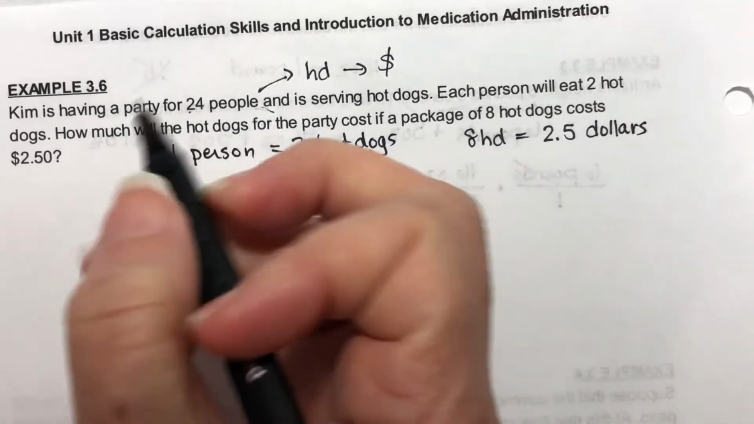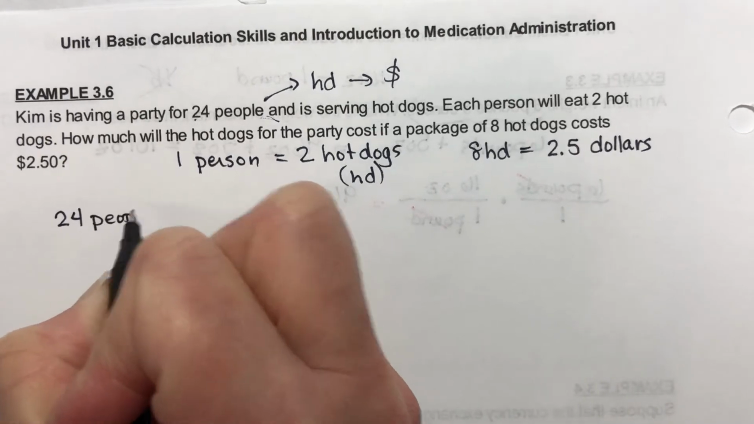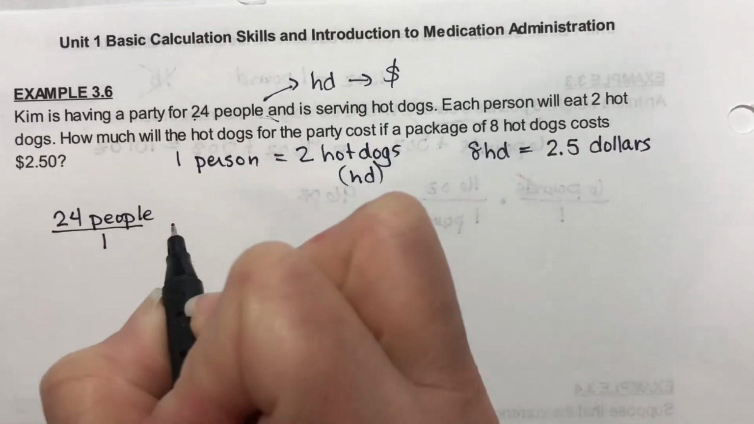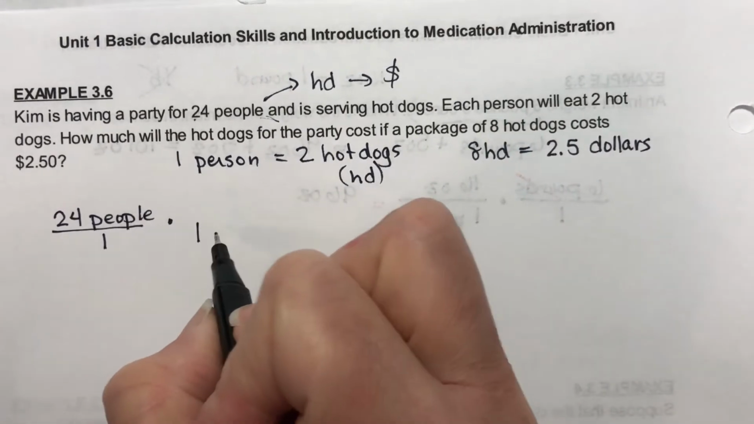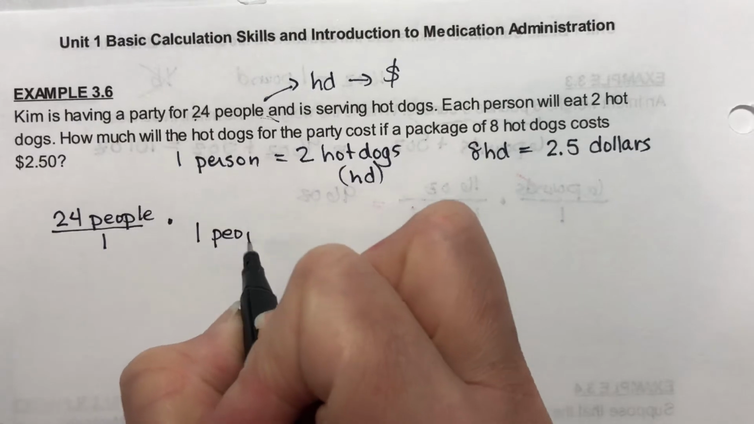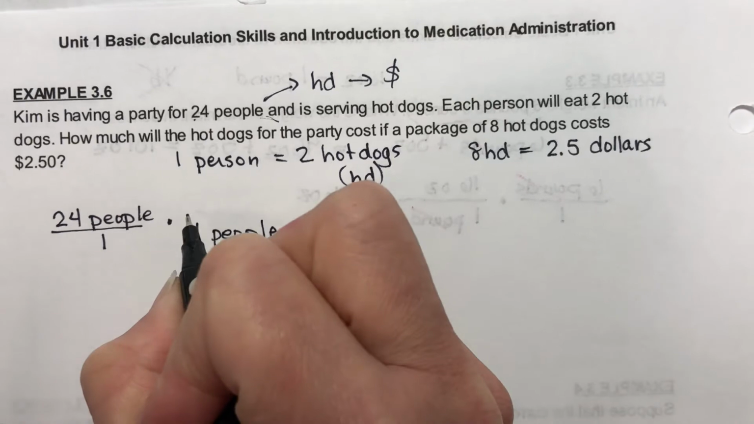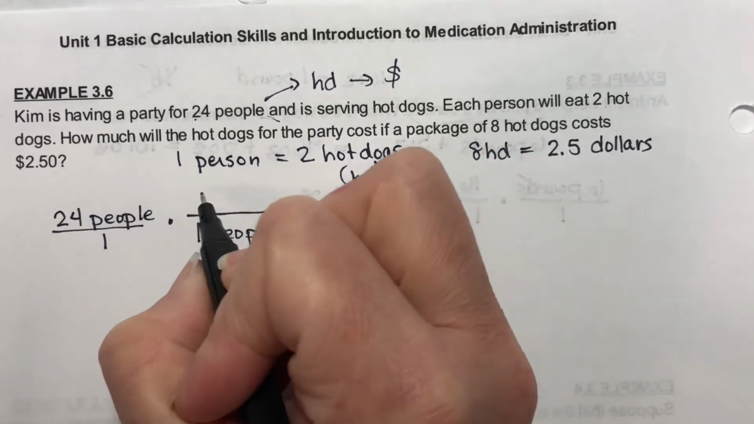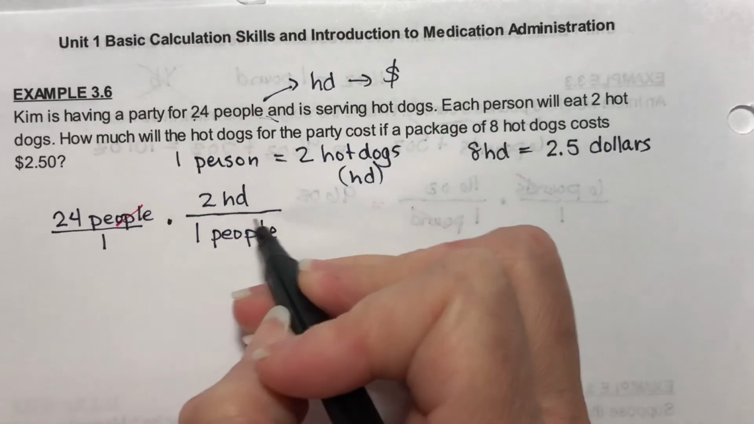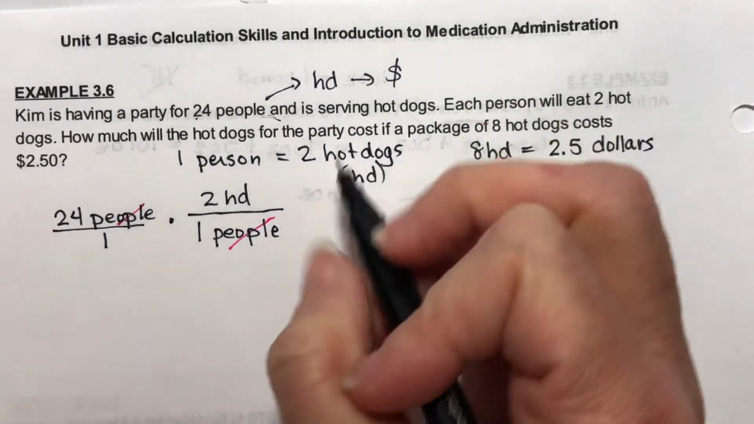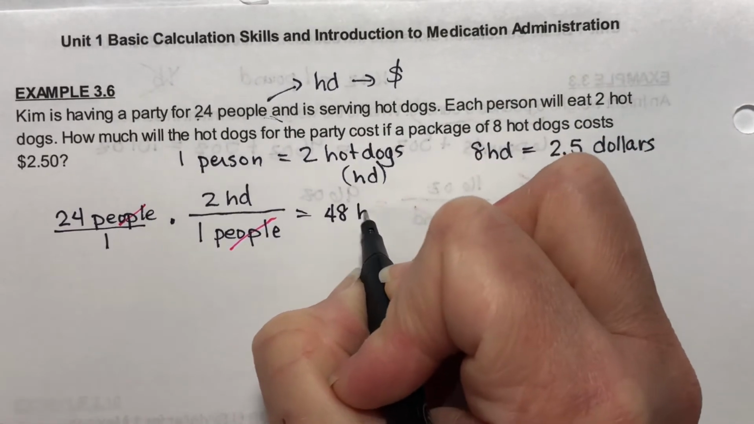Okay, let's convert people. 24 people over 1 times, I'm going to use this relationship, and I'm trying to cancel out people, so 1 person, or 1 people, which is not grammatically correct, but we'll see that it cancels out, is under 2 hot dogs. The people cancel out, and I end up with 24 times 2, which is 48. I need 48 hot dogs.